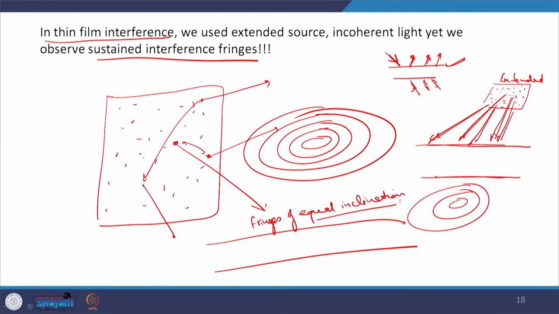Okay, how come we are getting this? Sustained fringes particularly all come in the domain of interference, where we have mutually coherent sources, but with incoherent sources, we are getting sustained fringes. Okay. Now, the explanation for this is as follows.